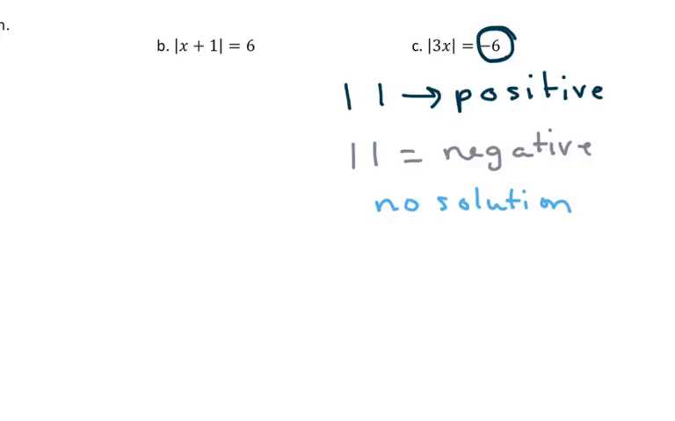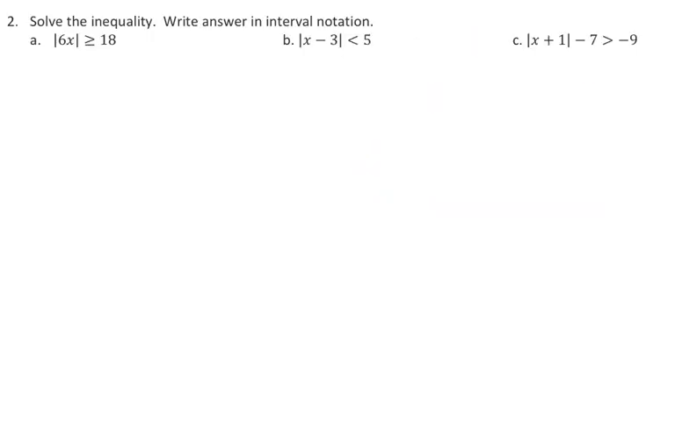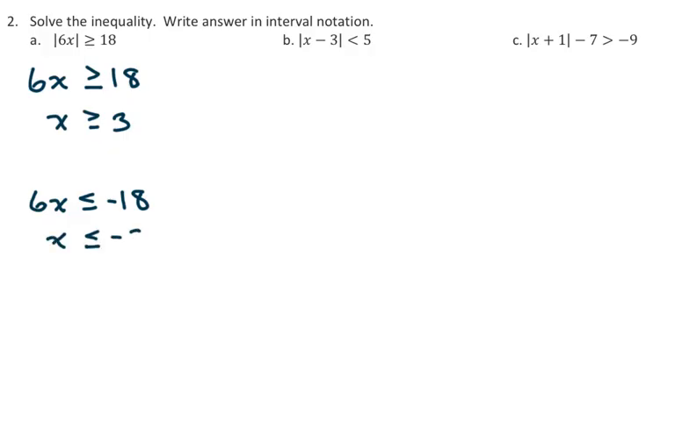That's it for equations, so let's go to inequalities. Problem 2, Part A. Absolute value of 6x is greater than or equal to 18. So we'll split this into two separate inequalities because it's the greater than rule. So we take our 6x, first set it greater than or equal to 18, and then the 6x will be less than or equal to negative 18. We solve by dividing by 6, so x is greater than or equal to 3, or the other one, x is less than or equal to negative 3.